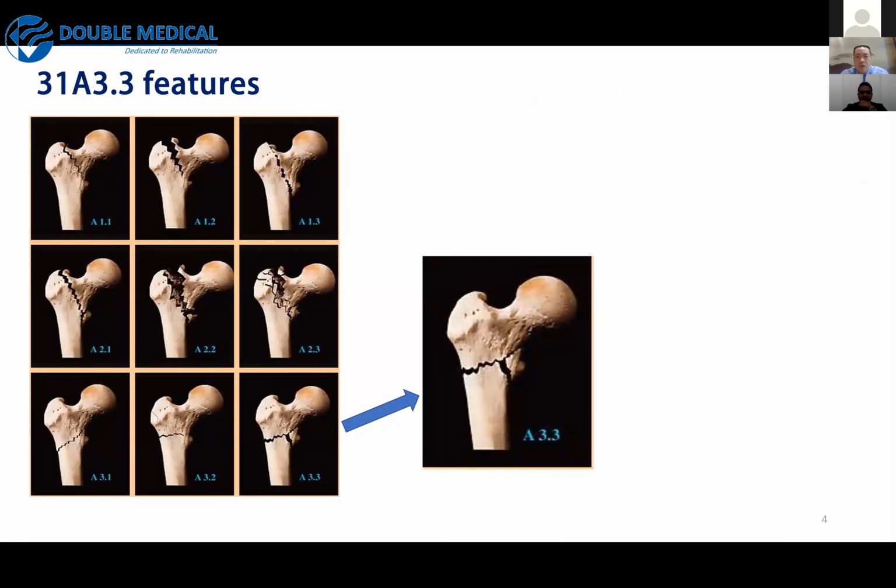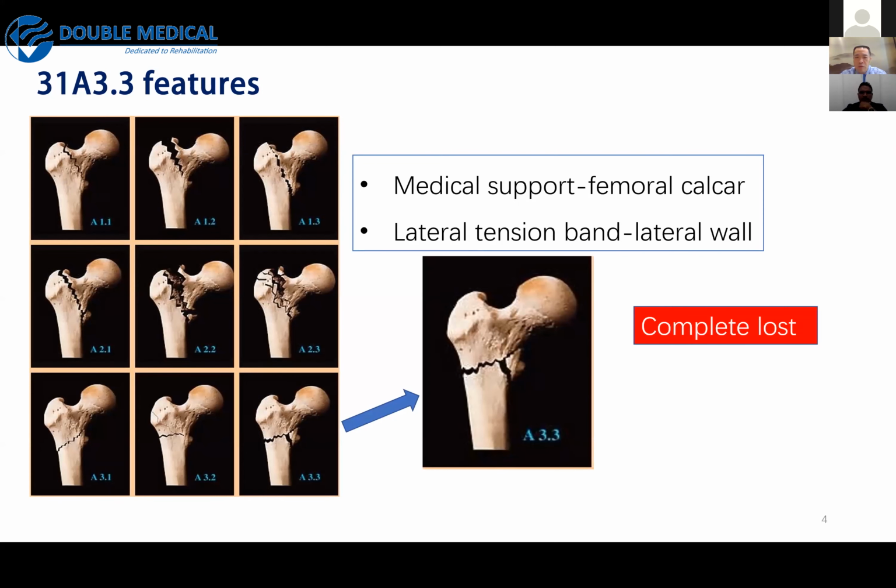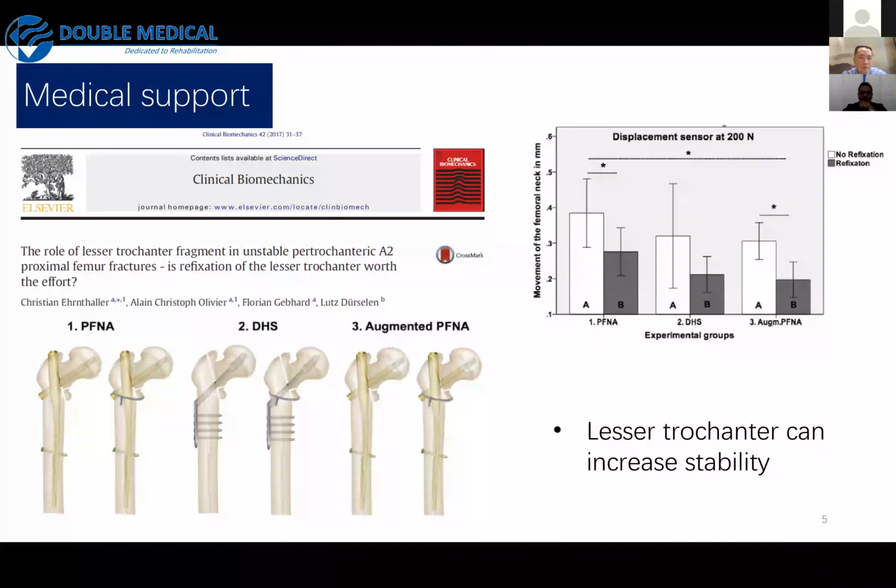But what are the specific features of a 31A3.3 fracture? We can see these photos. It completely lost the medial support, the femoral calcar, and the lateral tension band, the lateral wall. First, we will begin from the medial support. There are many clinical papers and biomechanic papers telling us that if you have a good reduction of the medial support, the lesser trochanter, you will increase the fracture stability.